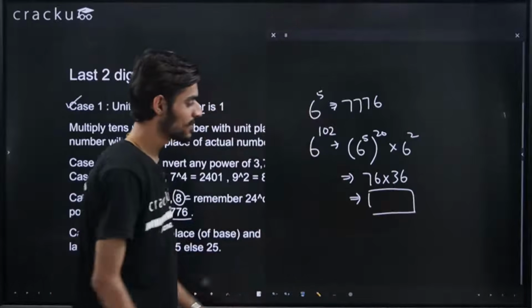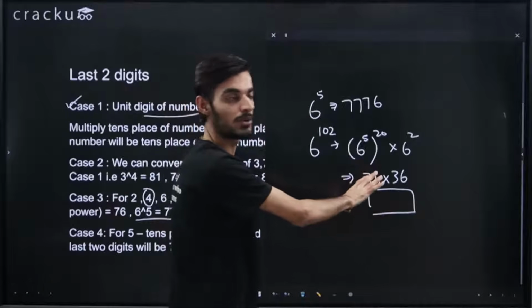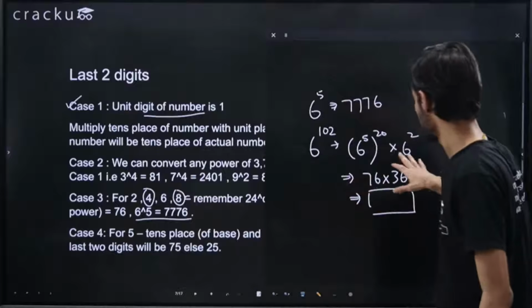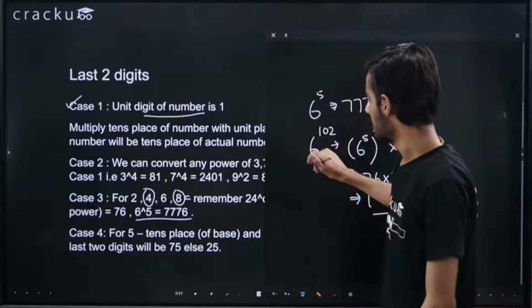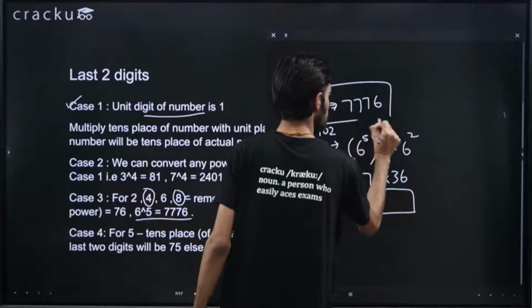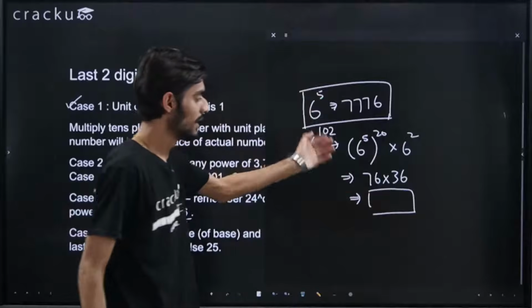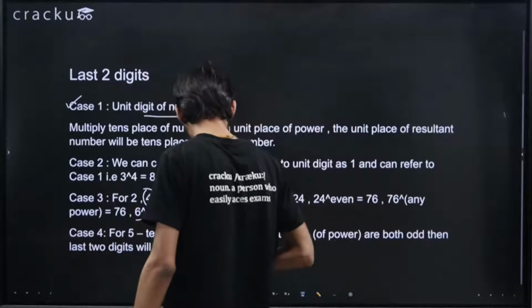I think that should not be the purpose. You can just do the manual calculation, but the process should be clear, right? That is more important. So you can just multiply 76 and 36 and you will get the final answer. For 6 also, you just need to remember that 6 raised to the power 5 is 7776, and using that you will be able to calculate the last two digits. I hope this should also be clear.